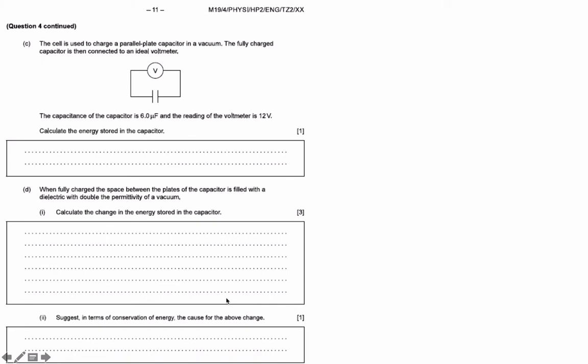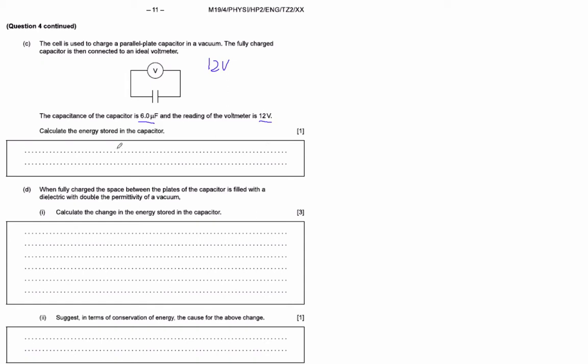And it gets more difficult, right? Okay, the cell is used to charge a parallel plate capacitor in a vacuum, right? With no dielectric, evidently. The fully charged capacitor is then connected to an ideal voltmeter, right? So the cell, by the way, if you were paying attention, is a 12-volt cell, right? So this guy is charged to 12 volts, right? The capacitance of the capacitor is 6 microfarads, and the reading of the voltmeter is 12 volts, right?